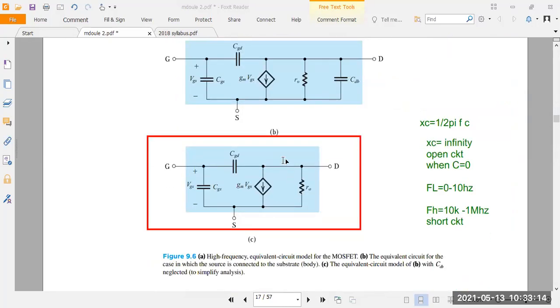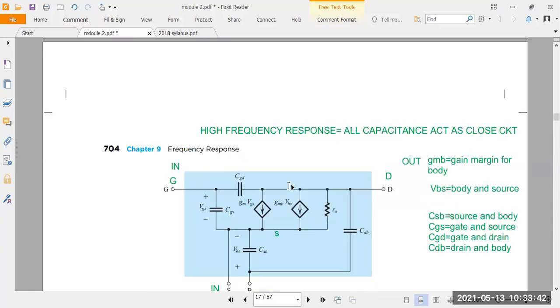Then they have made a simplified equivalent model here. This one is simplified. Here CDB is not connected, they have neglected CDB. Once you neglect CDB, we can write only these two capacitances, CGS and CGD, the current source and R0. Understood? So this is for the internal capacitance.